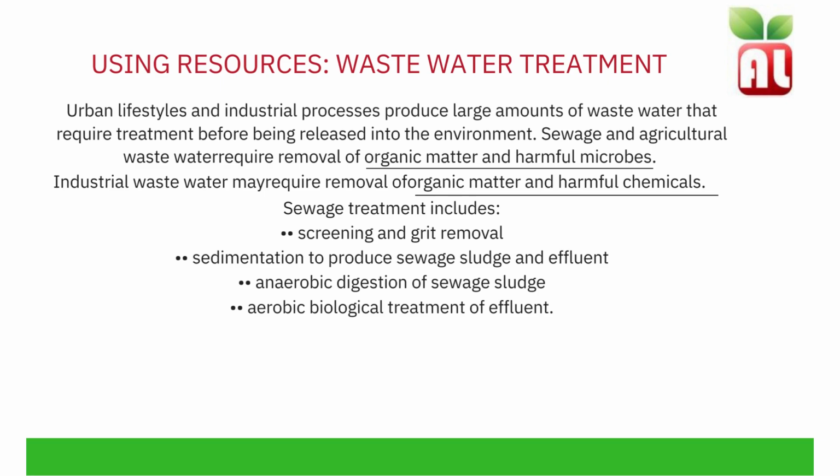Sewage treatment includes a screening process to check first what the sewage contains, to decide on the following steps. Sedimentation to produce sewage sludge and effluent. Sedimentation is a process where you allow the water to settle. Solids will settle at the bottom, leaving the effluent water at the top. Anaerobic digestion of sewage sludge and the aerobic biological treatment of the effluent.